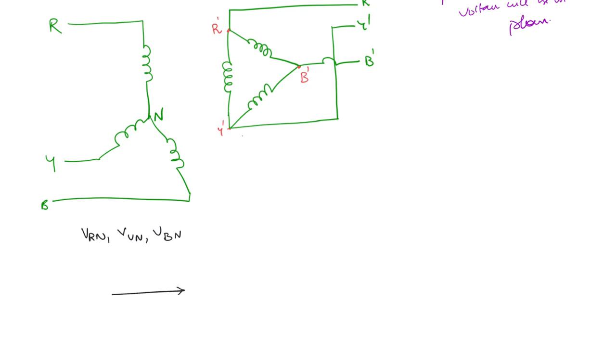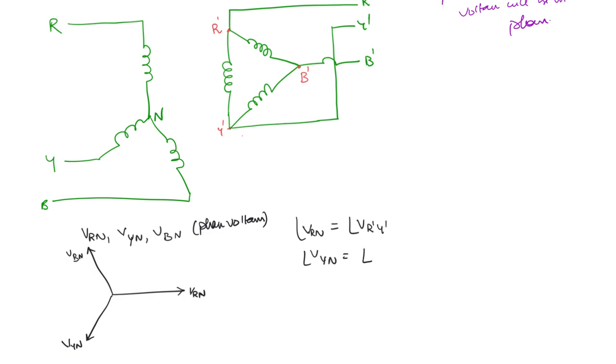So you are going to have, this is the RYB sequence, so you are going to have VRN here, VYN and VBN. These are the phase voltages on the secondary side. Okay. So now the corresponding winding, there is not going to be any phase shift. That means whatever is the phase of VRN, the same will be the phase of the winding VR dash Y dash. Similarly, VYN phase will be VY dash B dash phase.